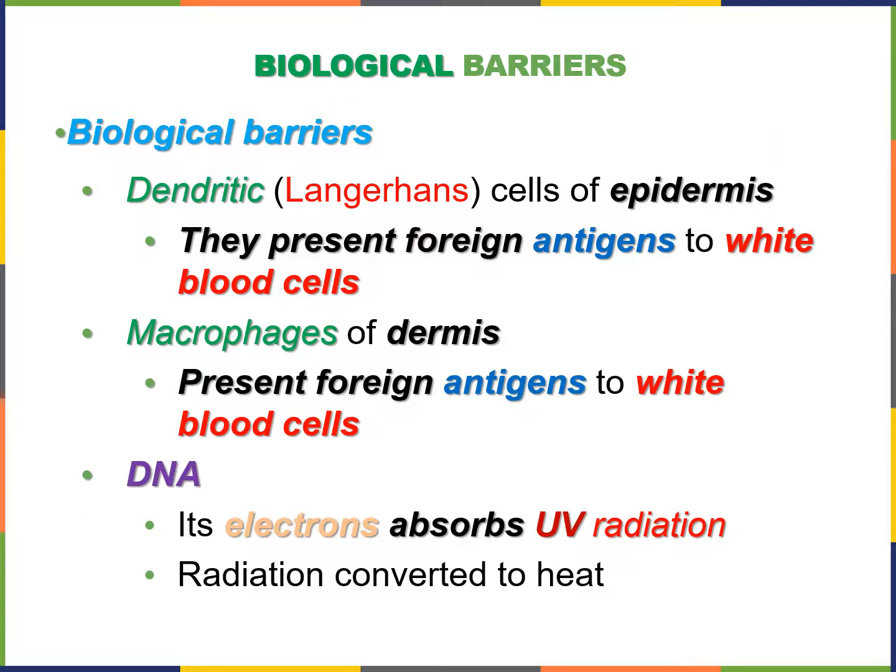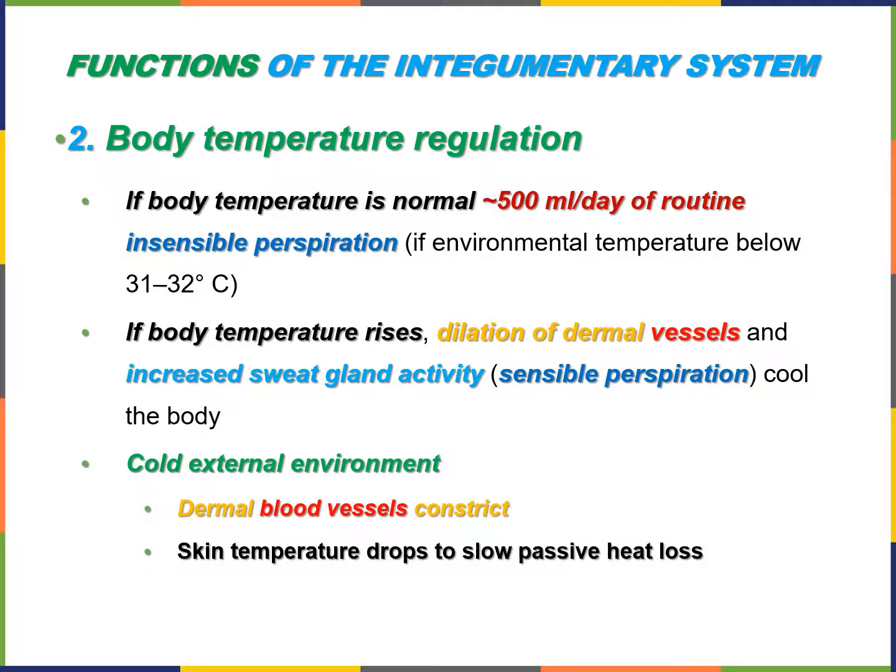In regards to the biological barriers, there in the epidermis, we've got those dendritic cells. They're going to be antigen-presenting cells to certain white blood cells, the phagocytes of the dermis. They also will be antigen-presenting cells to certain white blood cells in the immune system. We protect the DNA because the skin absorbs the UV radiation so it doesn't get to the DNA of the cell. So there it helps to have radiation converted to heat.